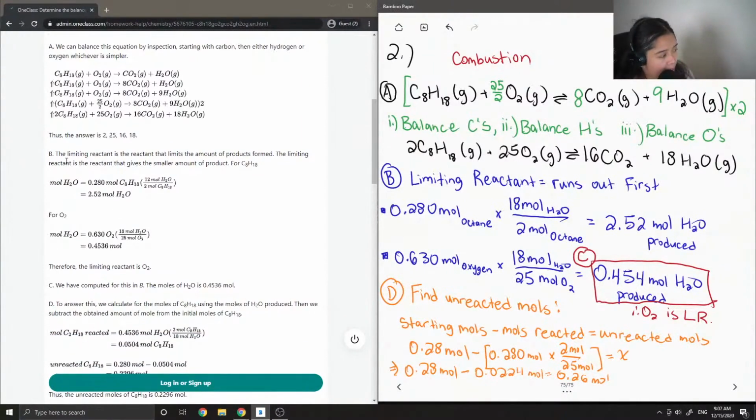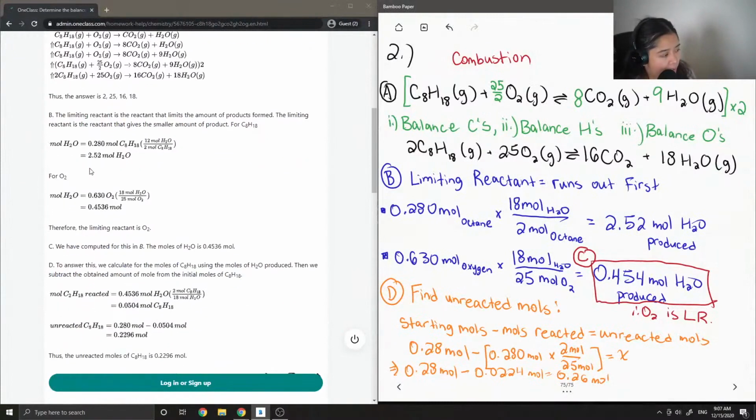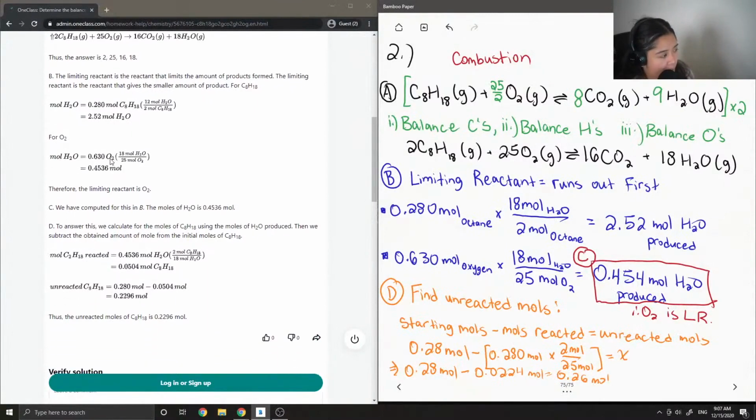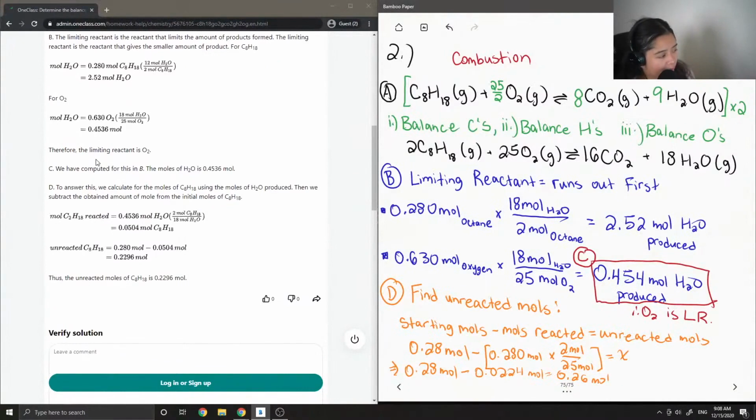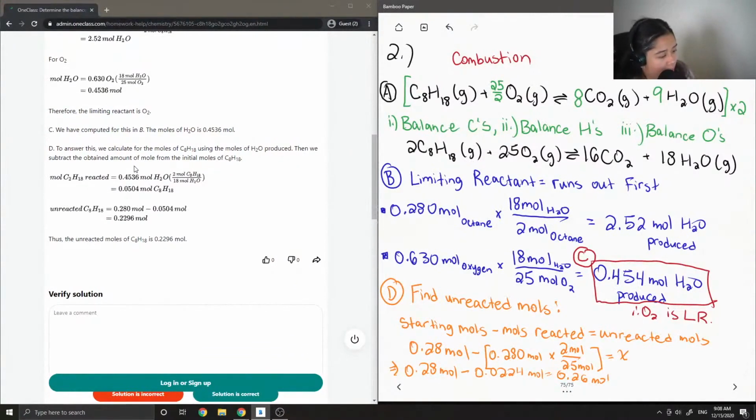B, the limiting reactant is the reactant that limits the amount of products formed. The limiting reactant is the reactant that gives the smaller amount of product. For octane, we have 2.52 moles of water produced. And then for oxygen, they have 0.4536 moles. Therefore, the limiting reactant is oxygen. We have computed this in B. Yep.